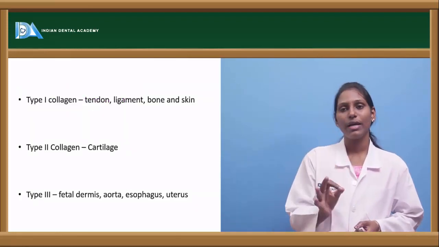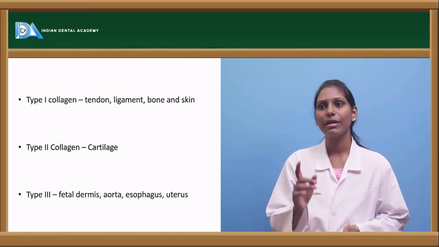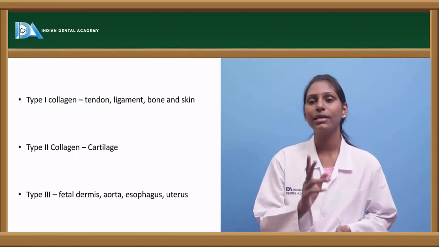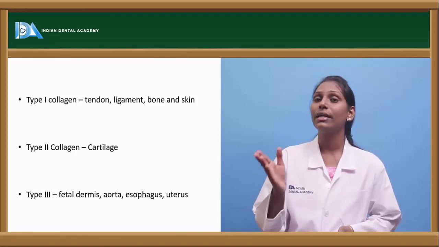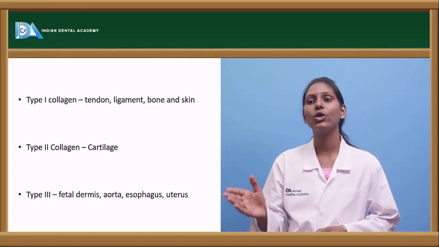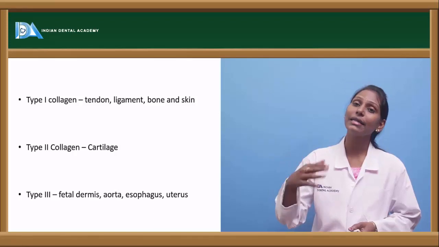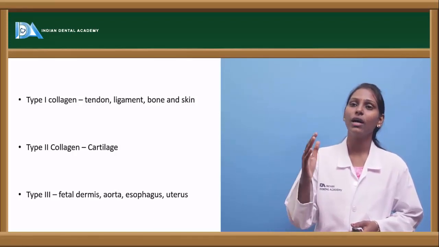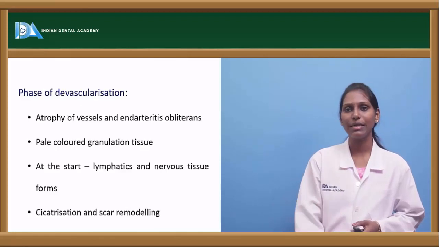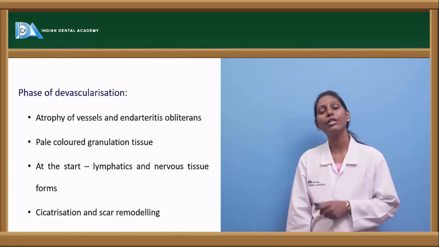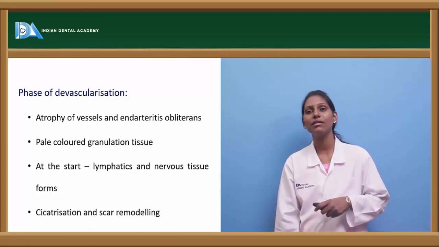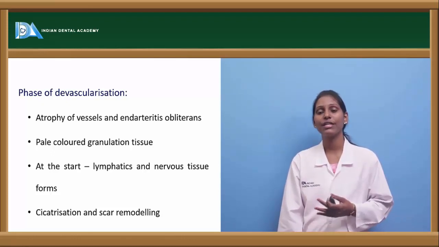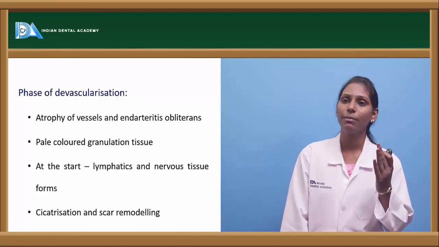There are three types of collagens usually seen in these cases. One is type 1 collagen, usually seen in tendon, ligament, bone and skin. Type 2 collagen in cartilage. Type 3 collagen in fetal dermis, aorta, esophagus and uterus. Whenever there is wound healing, type 3 collagen is one of the collagens most predominantly seen. Now coming to the phase of devascularization, once the phase of vascularization has been completed, there will be atrophy of the blood vessels.